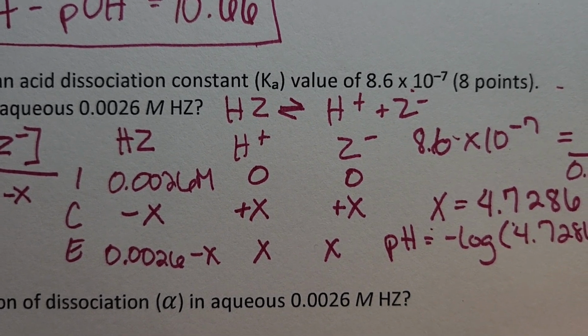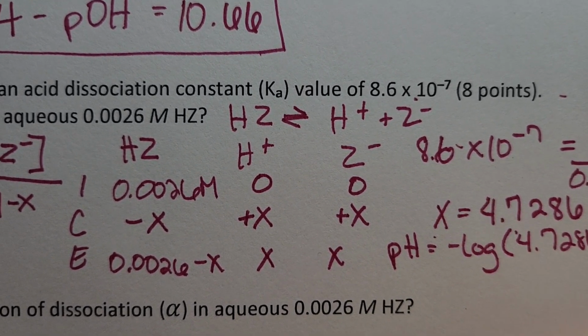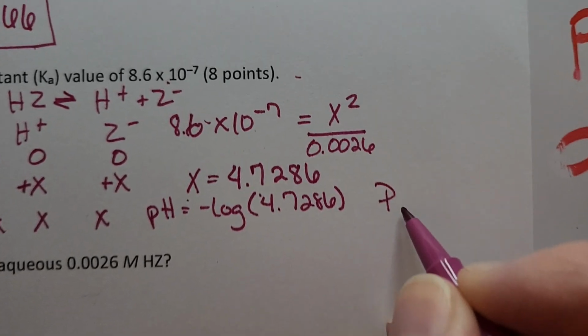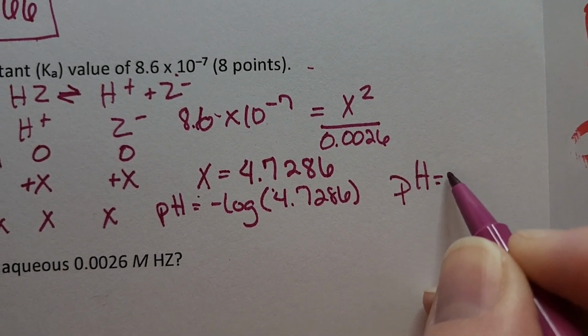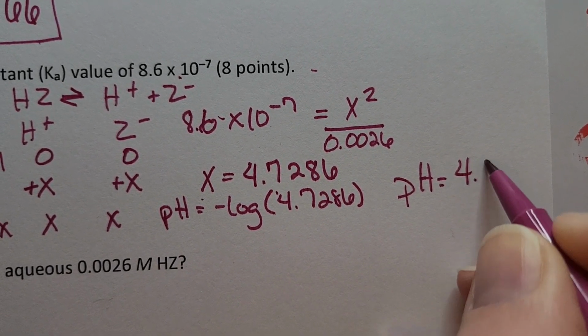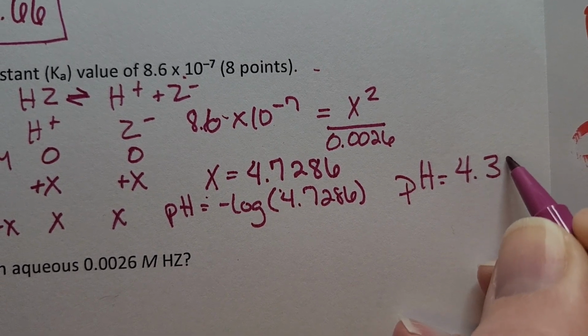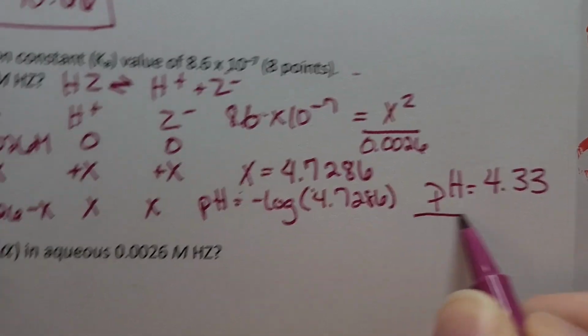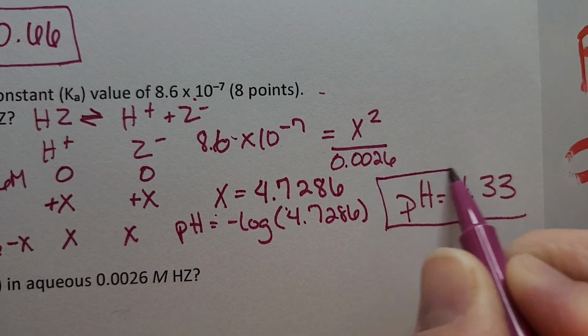And when I plug that into the calculator, that gives me a pH is equal to 4.33. And that is our answer for part A.